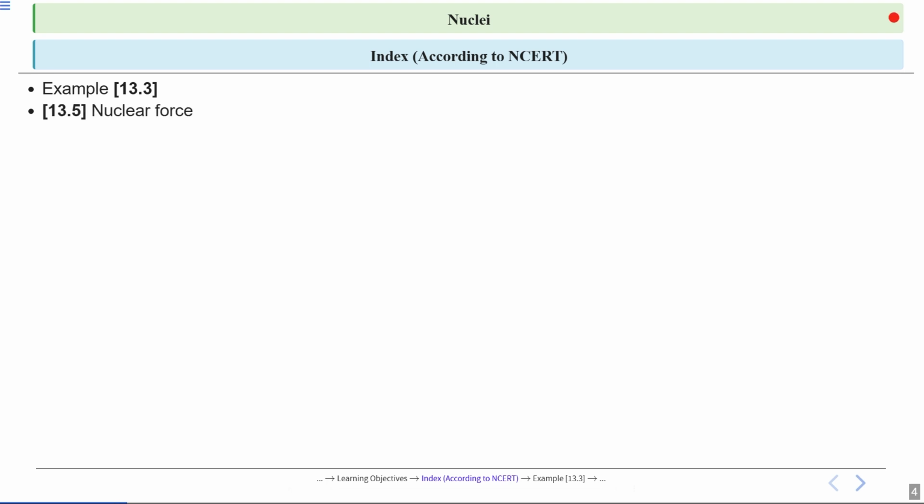Next, we will talk about section 13.5, which is all about the nuclear force. Next, we move to section 13.6, which introduces radioactivity. Radioactivity is the process by which unstable nuclei release energy by emitting particles or radiation. We will look at examples of radioactive decay and discuss how to calculate the energy released.